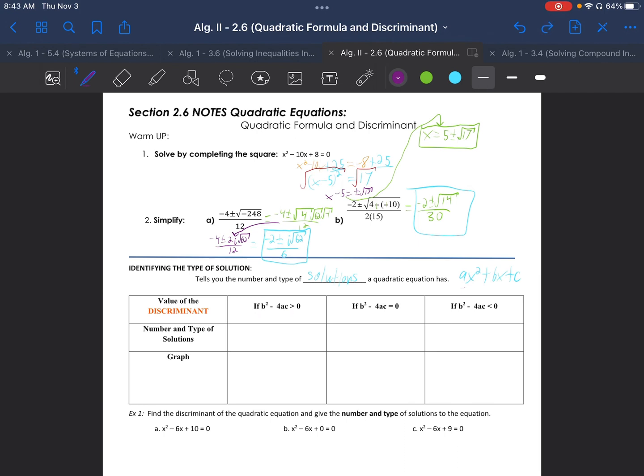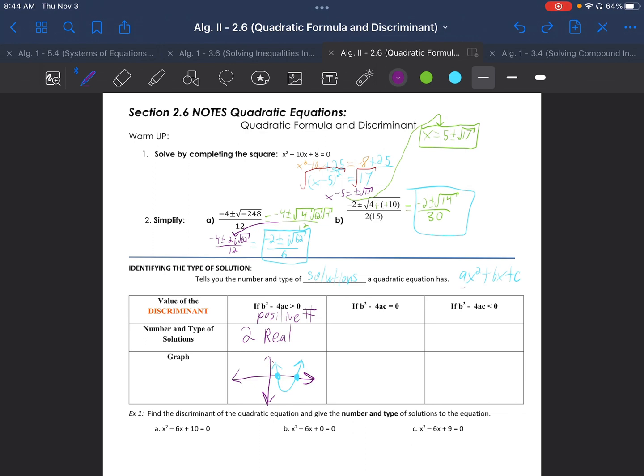So if the result of b squared minus 4ac is greater than 0, aka it's a positive number, because any positive is greater than 0, then you are going to have two solutions that are both real solutions, aka not imaginary. And your graph will look something like this. Not identical necessarily, but it crosses the x-axis twice, because that means there are two real solutions. One real solution for every time it crosses.